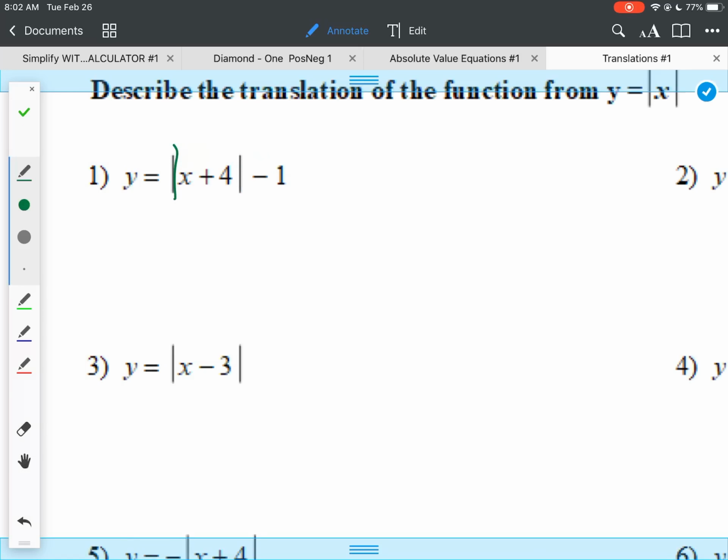All right. And then if there's a negative sign in front, it reflects. Okay. But this time, we have an x plus 4 inside, so it's going to go left 4. And then the minus 1 is down 1. Okay, you can always check this on the calculator, put it into y equals. Remember, the absolute value button is under math, arrow over to num, and it's the first one, abs, right?